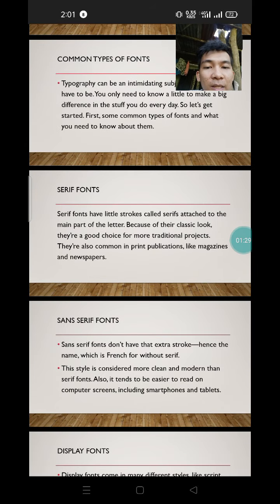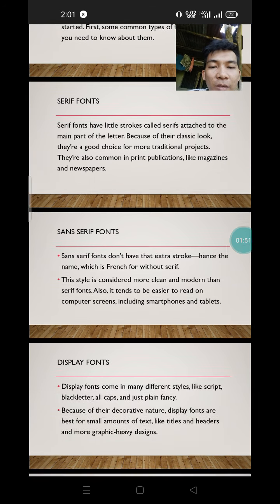Serif fonts. Serif fonts have little strokes called serifs attached to the main part of the letter. Because of their classic look, they're a good choice for more traditional projects. They're also common in print publications like magazines and newspapers.